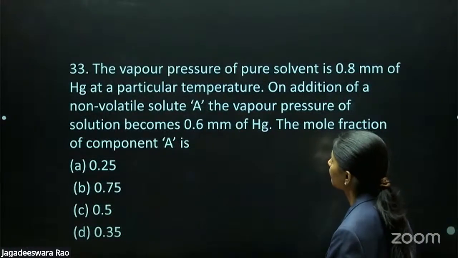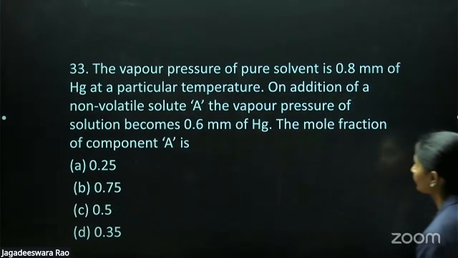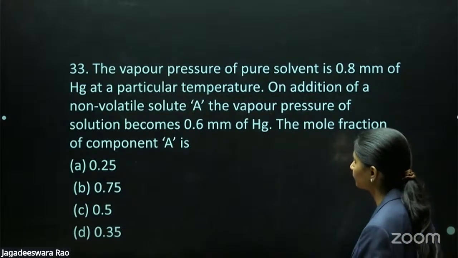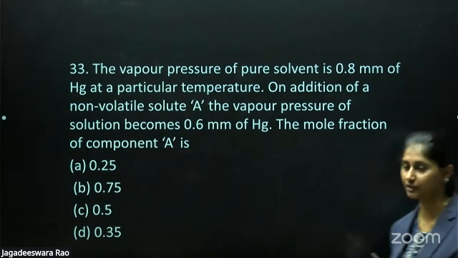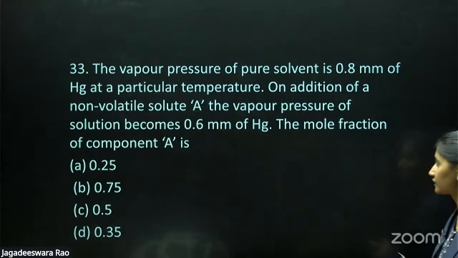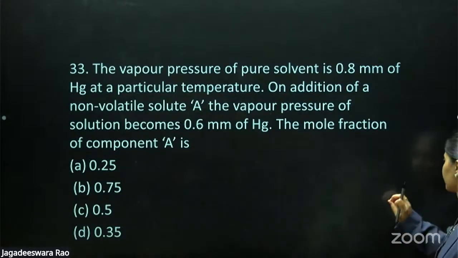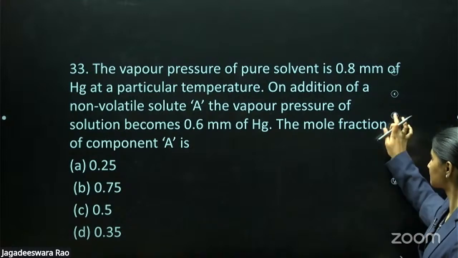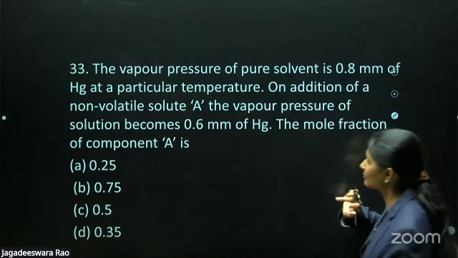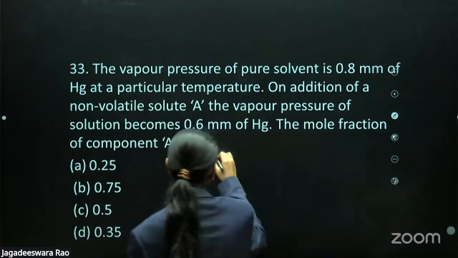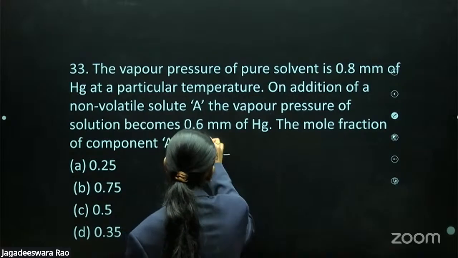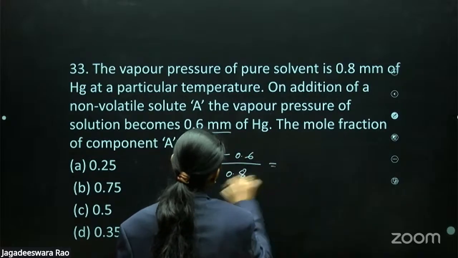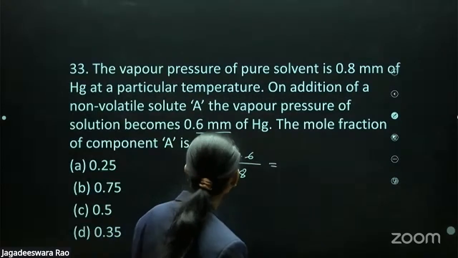The vapor pressure of the pure solvent is this. On adding a non-volatile solute, the pressure becomes 0.6 millimeter of mercury. Now they're asking what is the mole fraction of the component A. Pure solvent is 0.8. It is reduced to 0.6. So initially it is 0.8. And then they're asking what is the mole fraction of A.